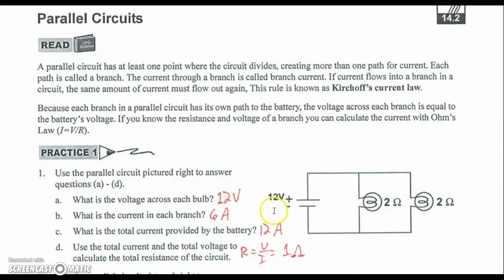So what is the current? Well, I can apply Ohm's law. It's going to be voltage divided by resistance. So 12 divided by 2 is going to be 6 amps across this branch and 6 amps across this branch. Well, what is the total current provided by the battery? Well, 6 plus 6 gives me 12 amps of total current. When solving for letter D, use the total current and the total voltage to calculate the total resistance. So resistance is going to be 12 volts divided by 12 amps to give me 1 ohm of total resistance.